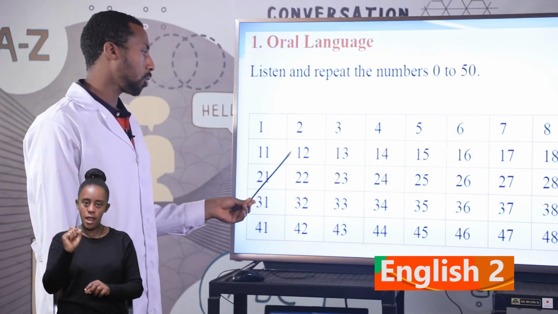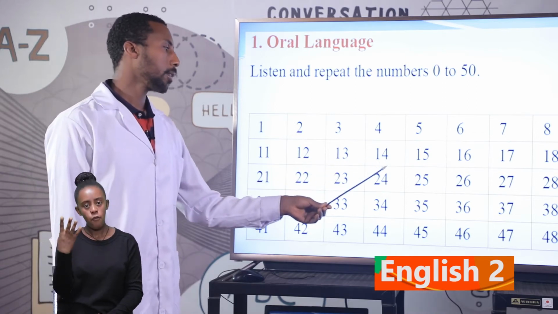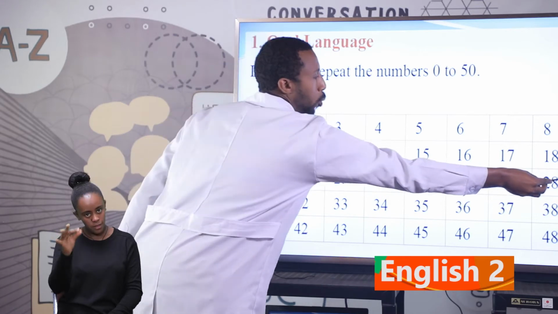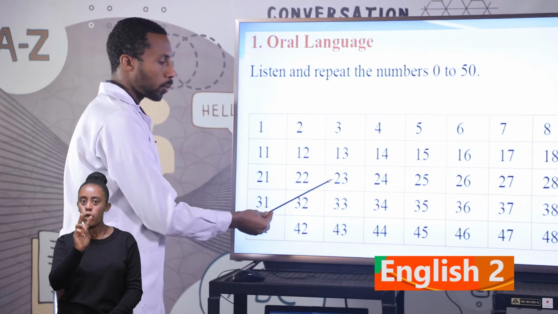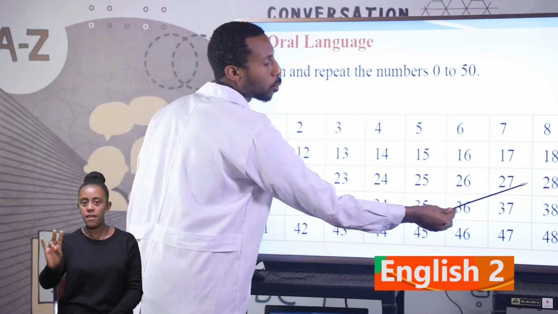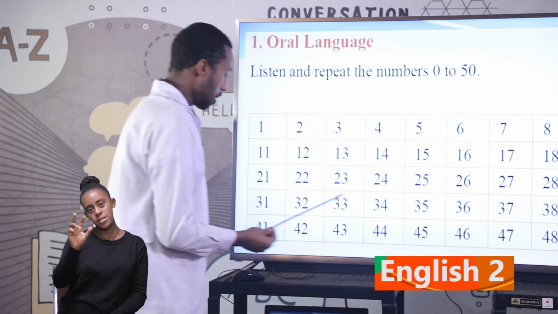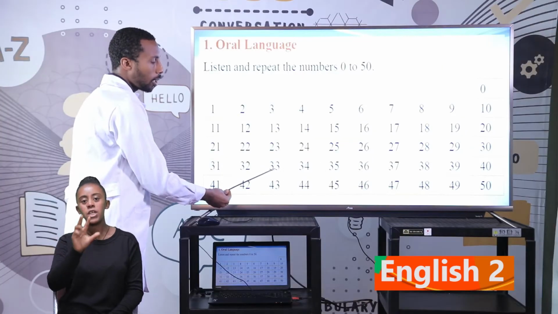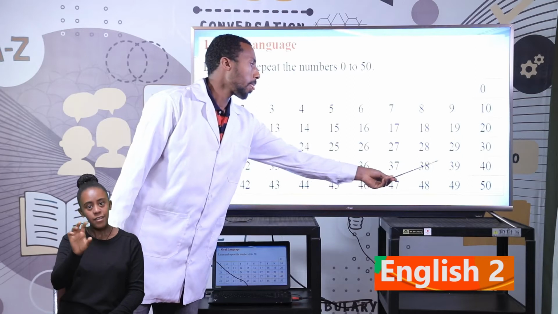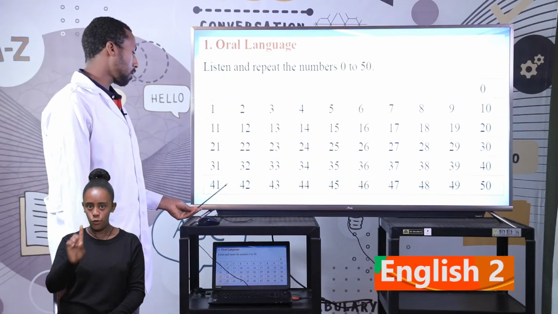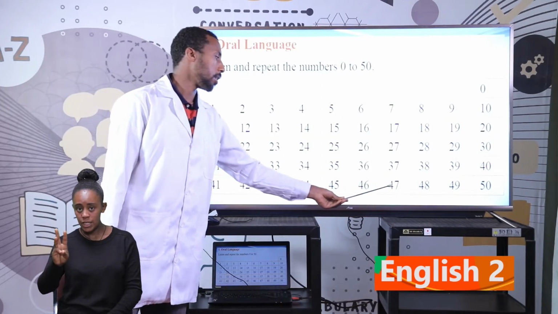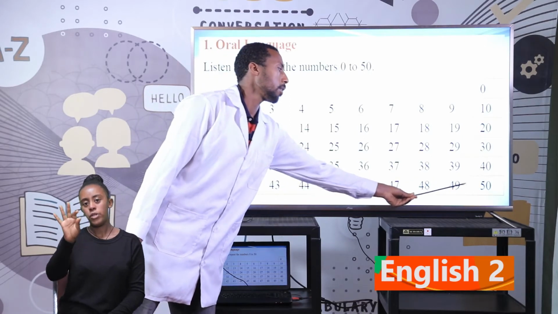Okay. 11, 12, 13, 14, 15, 16, 17, 18, 19, 20, 21, 22, 23, 24, 25, 26, 27, 28, 29, 30, 31, 32, 33, 34, 35, 36, 37, 38, 39, 40, 41, 42, 43, 44, 45, 46, 47, 48, 49, 50.